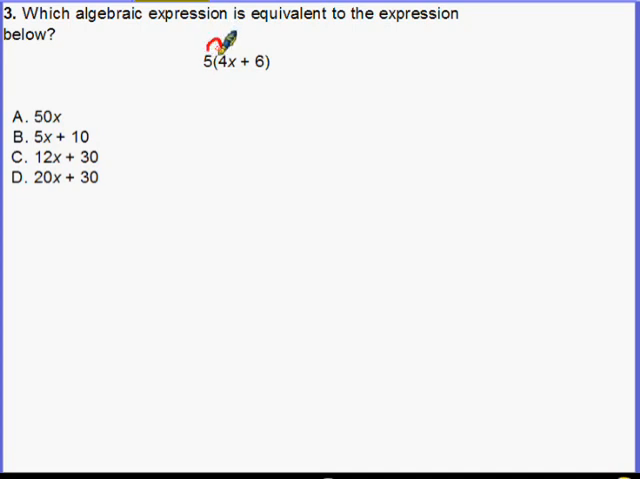So, I'm going to take this 5, and I multiply it times everything inside the parentheses. So 5 times 4x is going to give me 20x. And then 5 times a positive 6 is going to give me a positive 30. Alright? Now here's the rule. I cannot go any farther because these are not like terms. They have to stay separate.